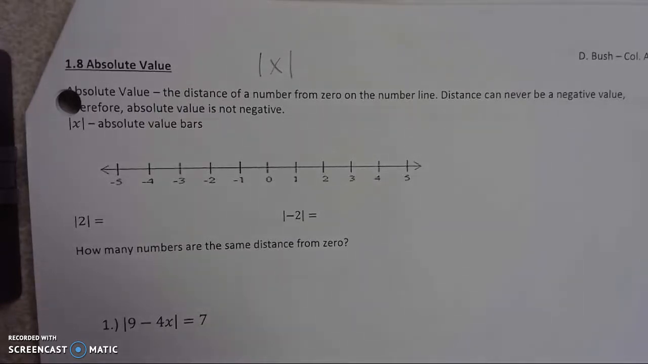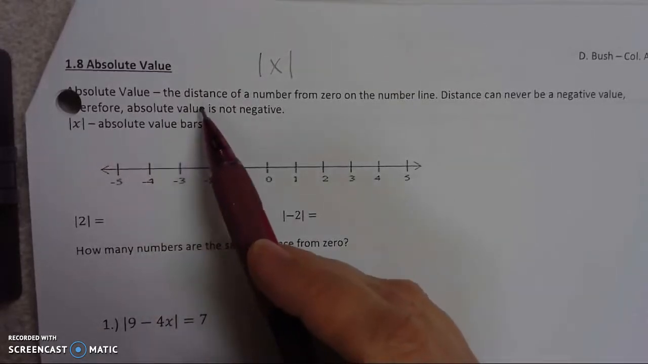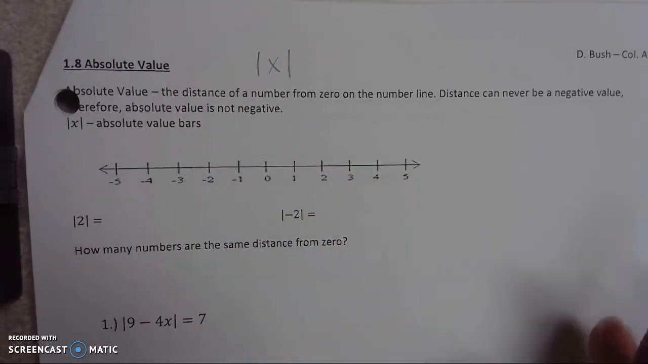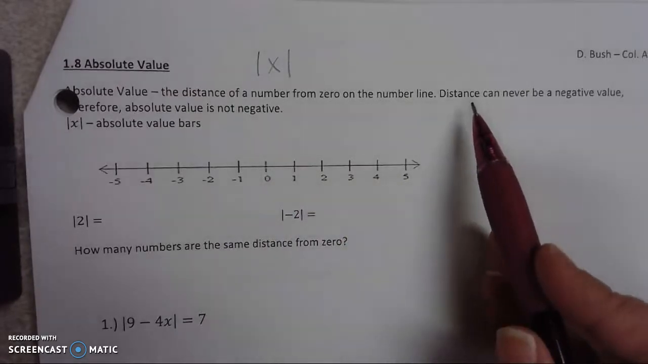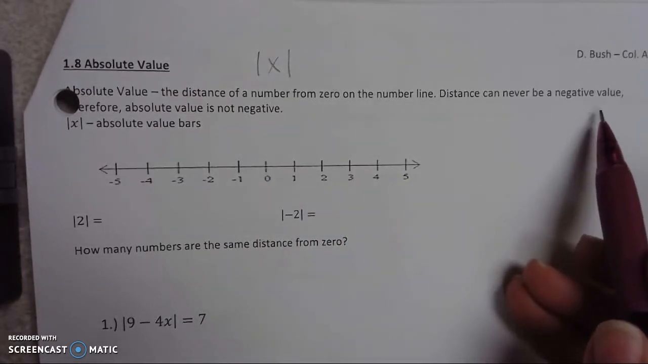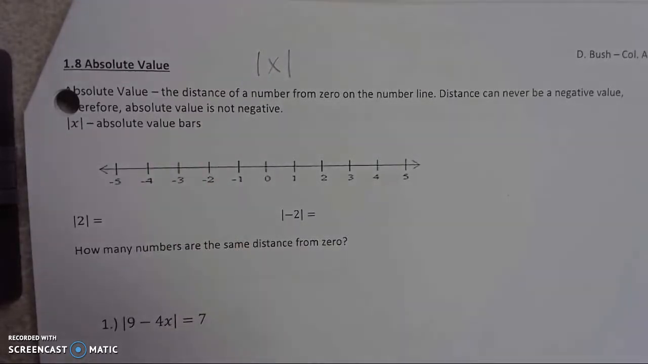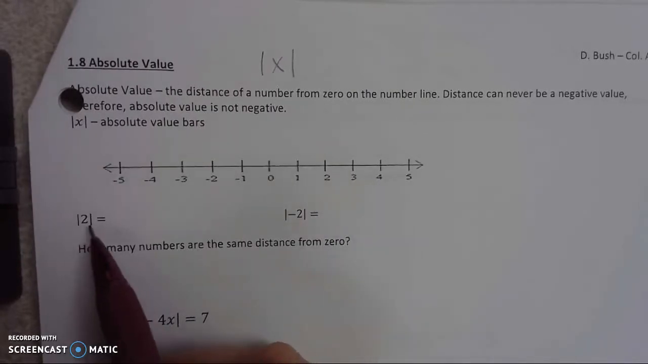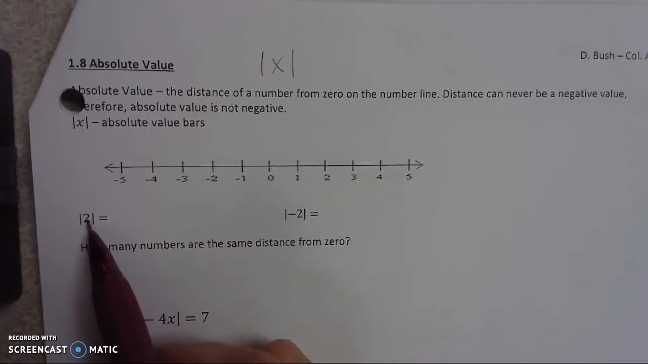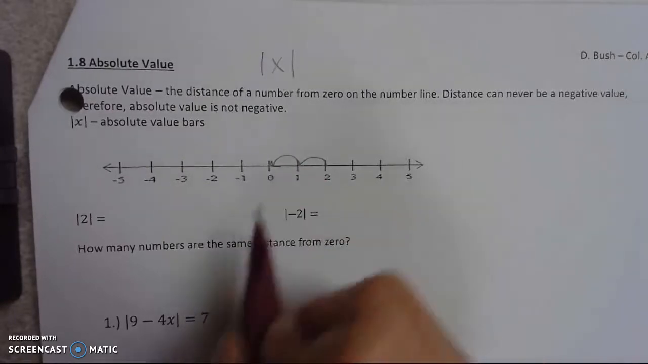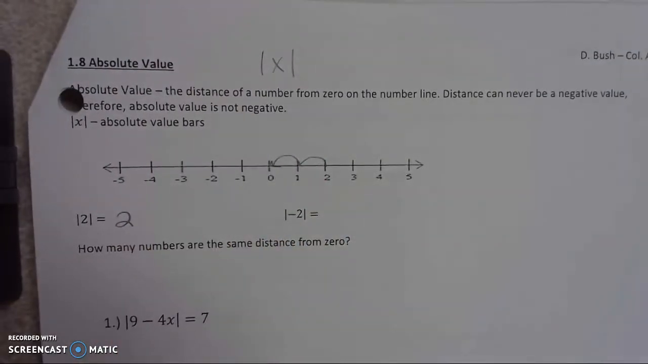Before we can do that, we really need to understand what absolute value is, its meaning. Absolute value is simply the distance of a number from 0 on the number line. Since it is distance, distance can never be negative. And since it is distance, therefore absolute value is not negative. So what this says right here is, what is the distance of 2 from 0? How far is 2 from 0? If I go to 2 and I count back to 0, I have gone a distance of 2.